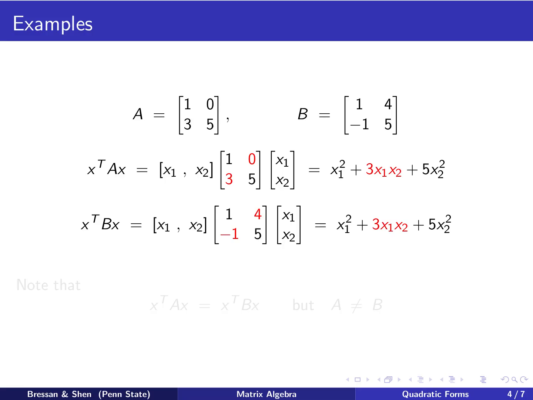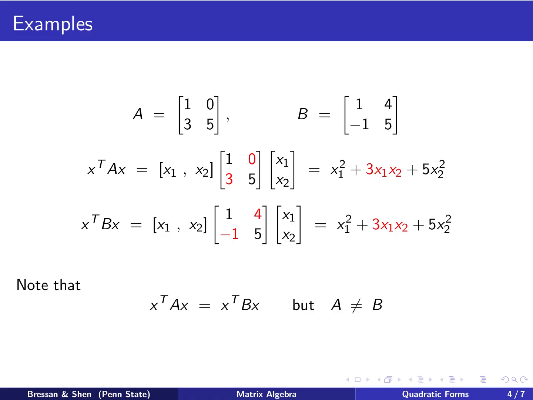Similarly, we can compute x transpose times B times x. Putting in the numbers for the B matrix and working it out, you get this quadratic form, where the red term 3x1x2 is obtained actually from the entry -1 and the entry 4. They will both be multiplying with x1 and x2, so you add them up and you get 3.